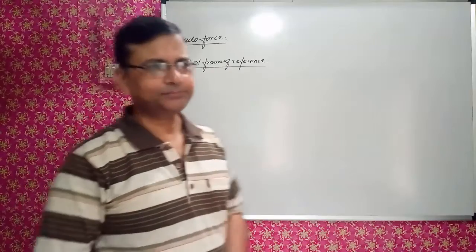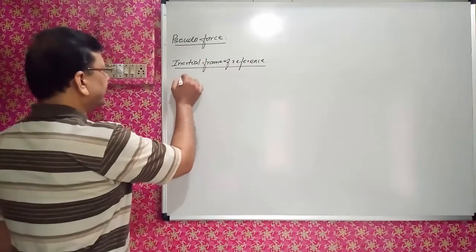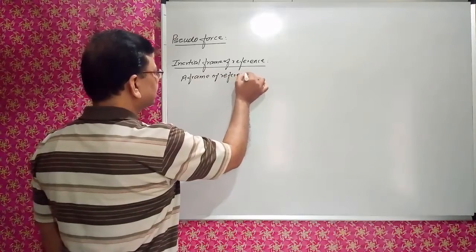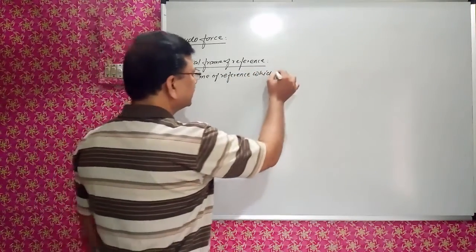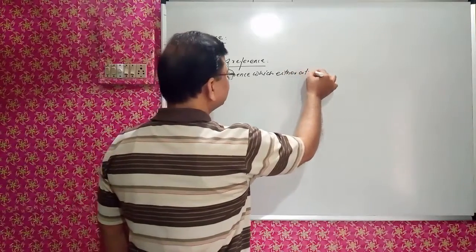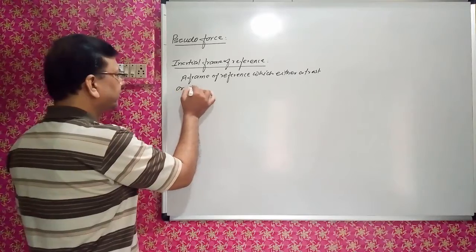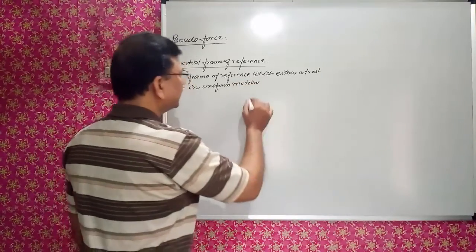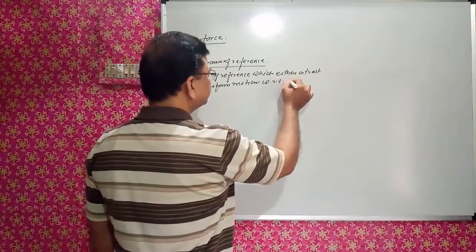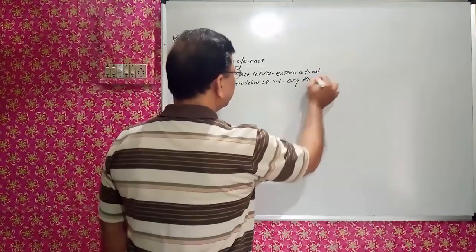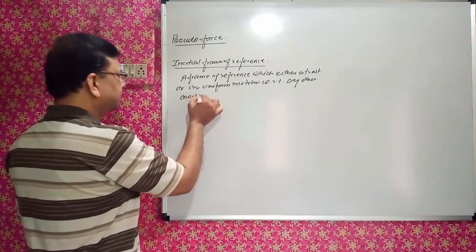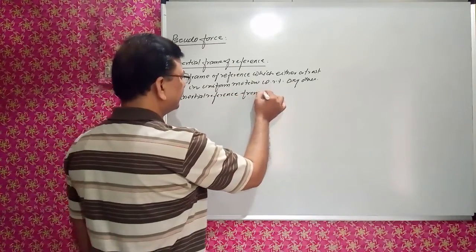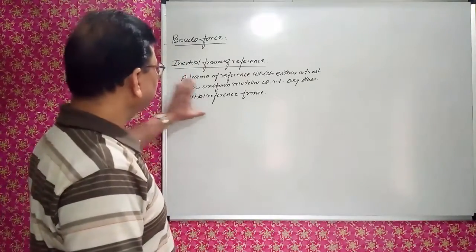What is an inertial frame of reference? A frame of reference which is either at rest or in uniform motion with respect to any other inertial reference frame. Now, this is the definition of an inertial reference frame.